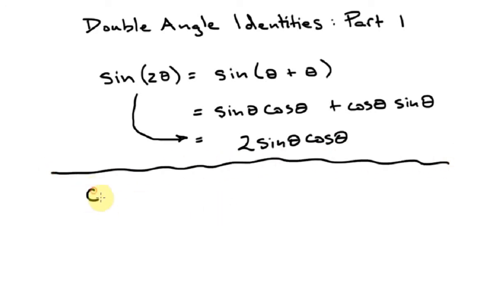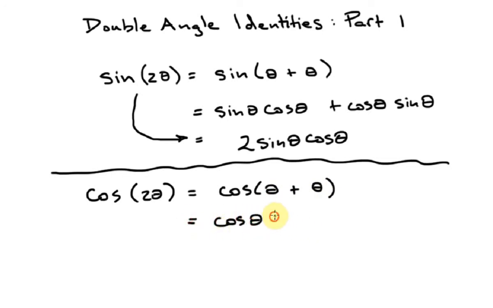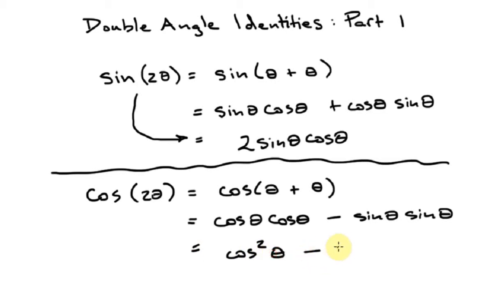Now, let's have a look at cosine of a double angle. How do I figure this one out? I do the same trick exactly. We're going to change the 2 theta into theta plus theta. So I get cos of the first times cos of the second minus sine of the first times sine of the second. Now look at this identity. It's kind of cool: cos squared theta minus sine squared theta. All right, so that's a double angle for cosine.